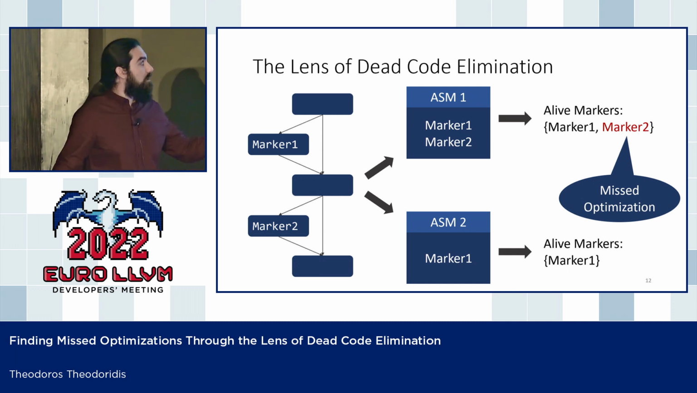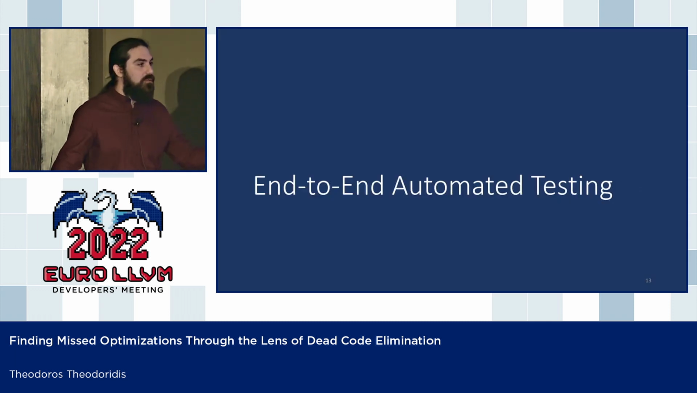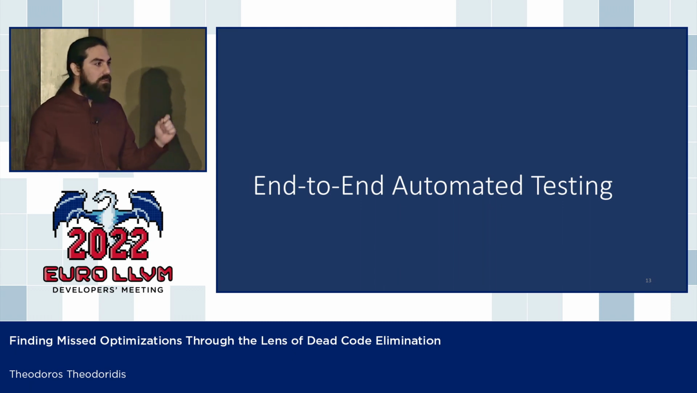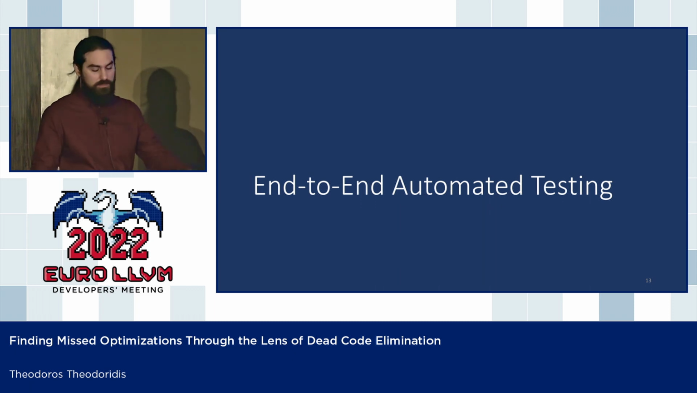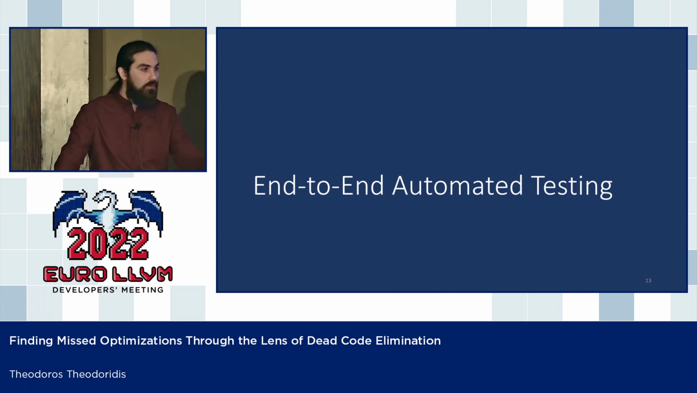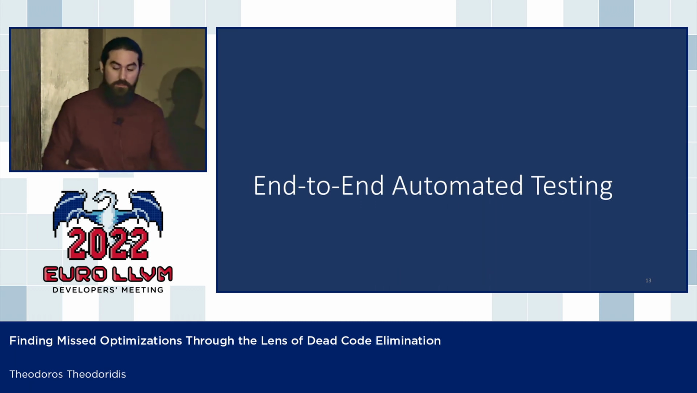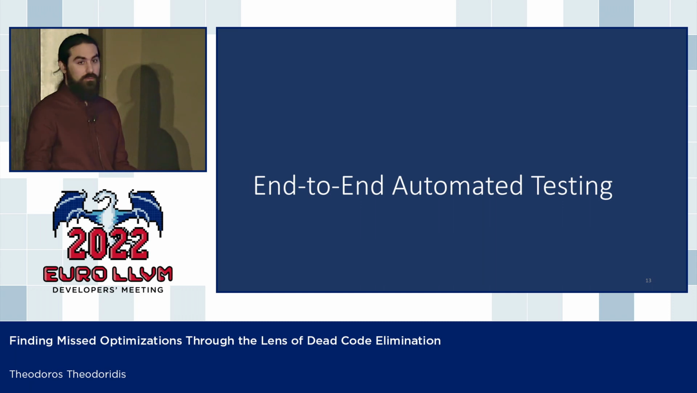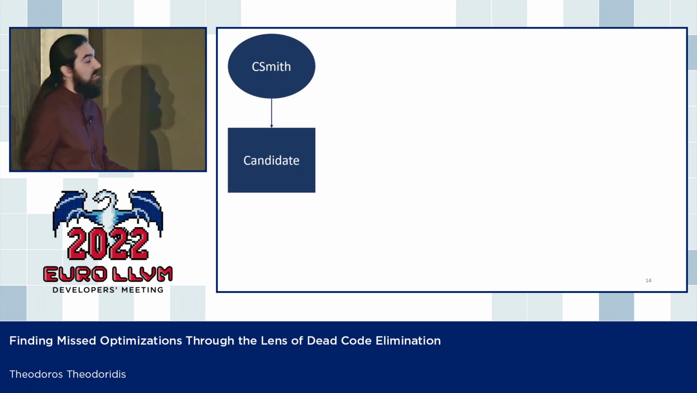And this is the core idea of how we find missed optimizations, but there are a few steps missing. This is not an end-to-end automated approach. We want something that just searches and generates really small test cases, such as the example I showed before, so a few lines of C code. And to build the end-to-end pipeline, we relied a lot on the tools that are from the testing community. And the first piece that we need is input code to do our testing. And for this, we use Csmith.